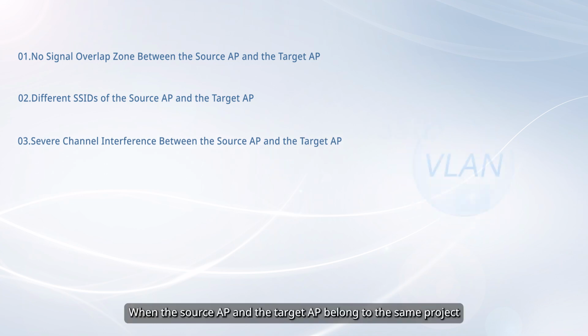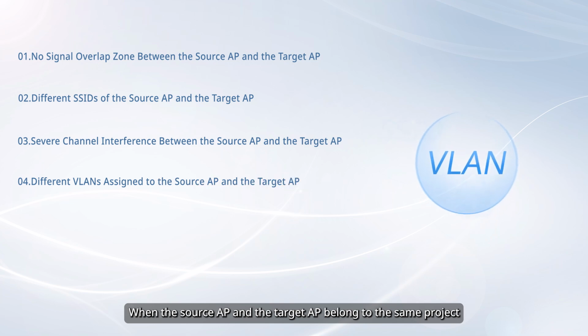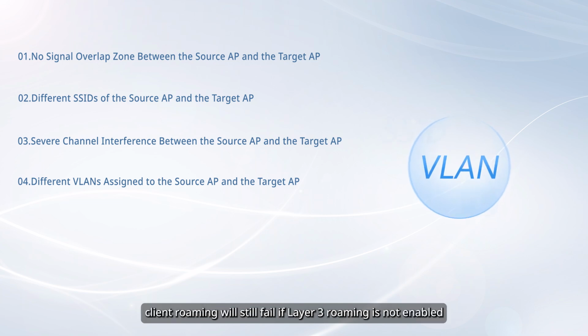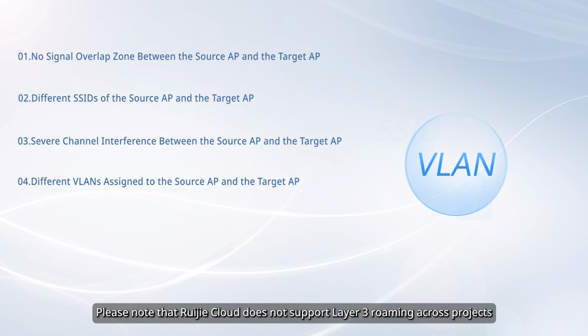When the source AP and the target AP belong to the same project, use the same SSID name, but are assigned to different LANs, client roaming will still fail if Layer 3 roaming is not enabled. Please note that Ruijie Cloud does not support Layer 3 roaming across projects.